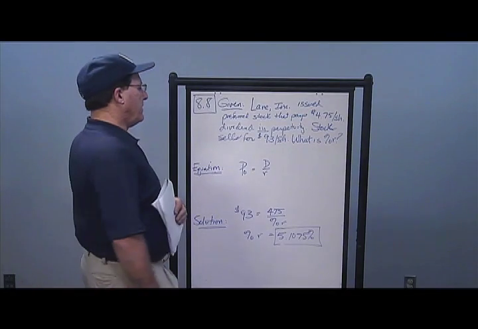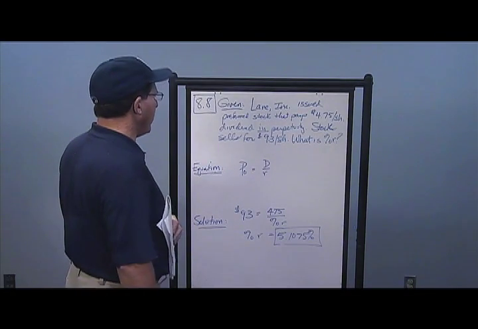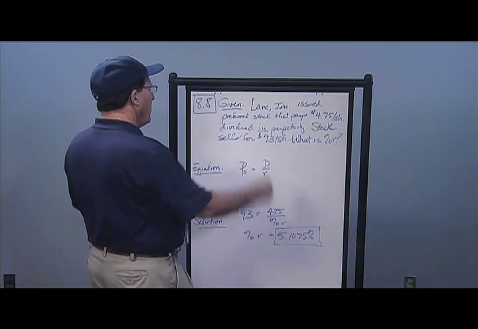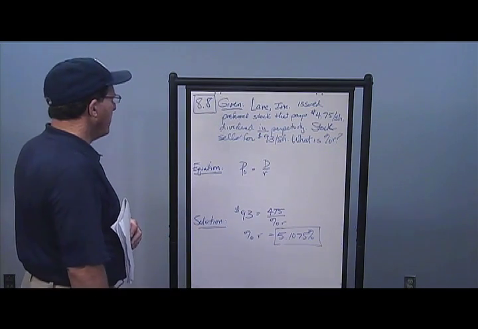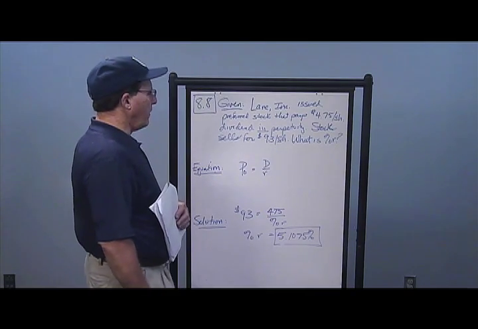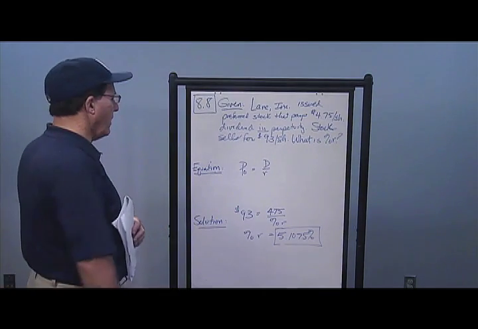In problem number 8, Lane Inc. has preferred stock issued that pays a $4.75 a share dividend in perpetuity. The stock sells for $93 a share. What is their required return?